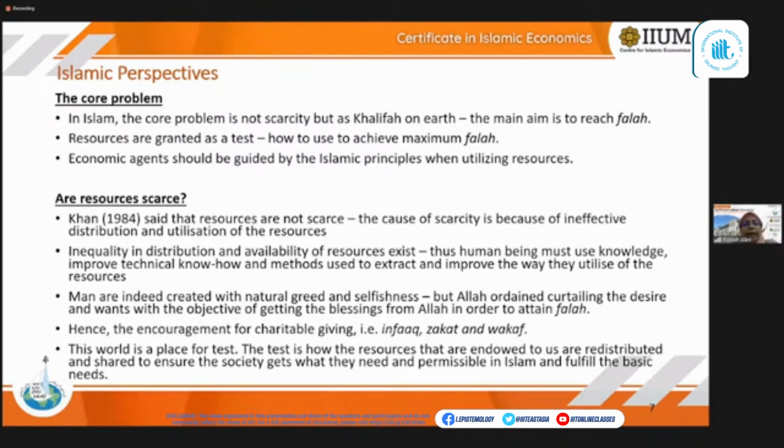Okay, I think it's very important for us to analyze whatever I've said earlier from the Islamic perspective. As I mentioned earlier, what is the core problem of economics? Scarcity. Okay, and how do we see this from the Islamic perspective?